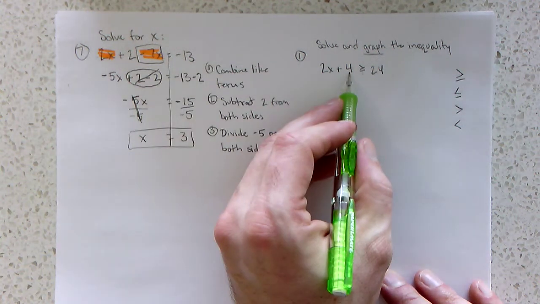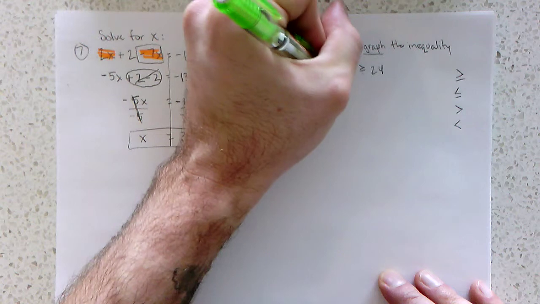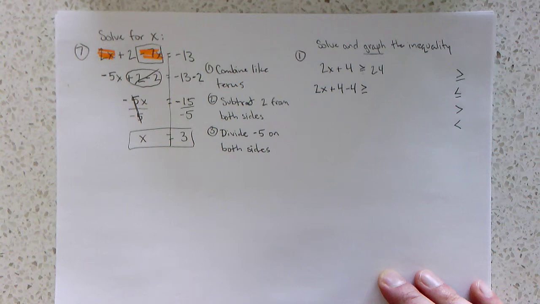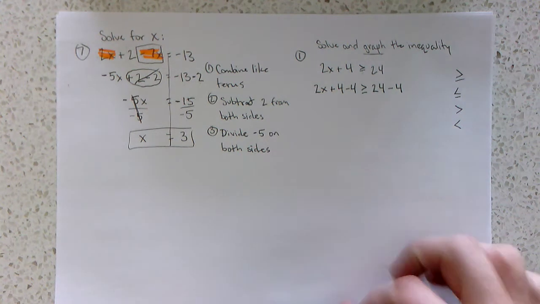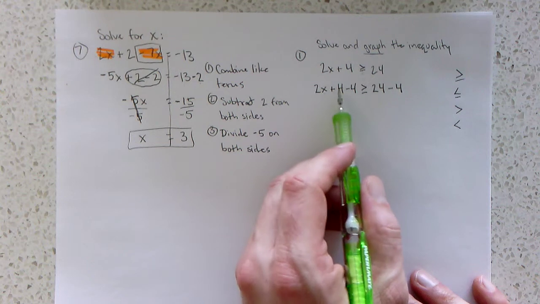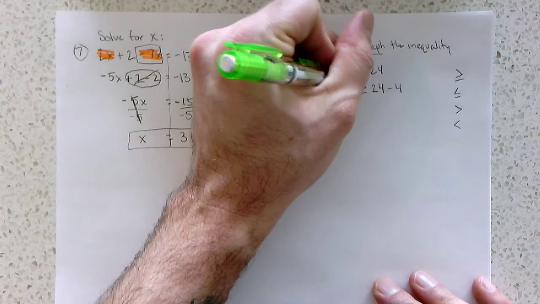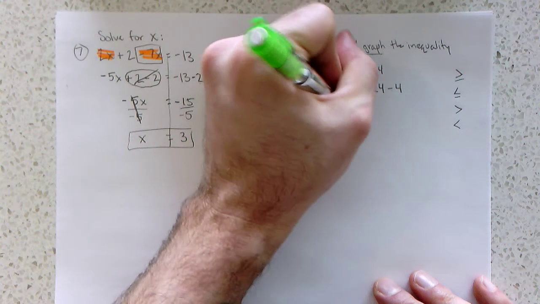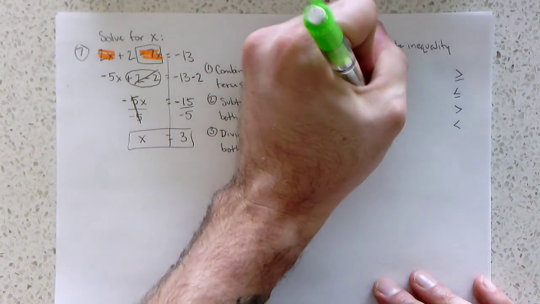All right, so I want to start by subtracting 4 on both sides. So I'm going to rewrite this down here. So 2x plus 4 minus 4 is greater than or equal to 24 minus 4. I want to get the x all by itself, so I have to get everything without an x onto one side. So I'll rewrite this. My positive and my negative 4 go away, leaving me with 2x is greater than or equal to 24 minus 4, which is 20.